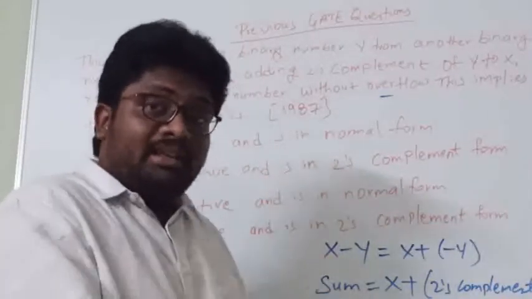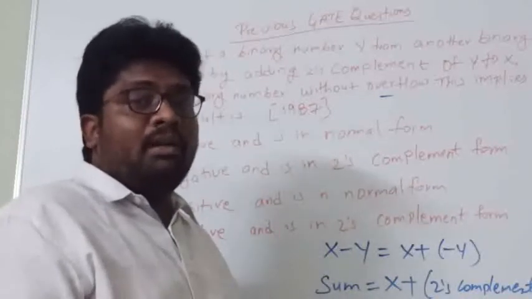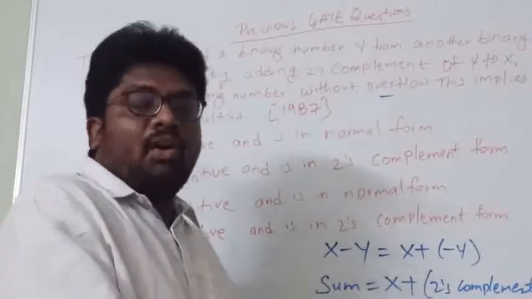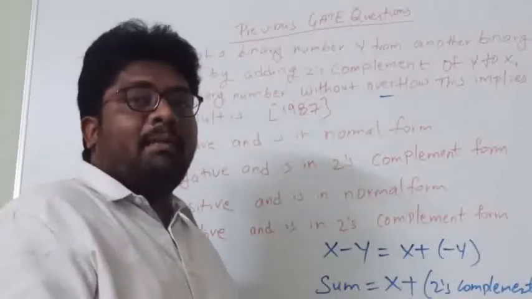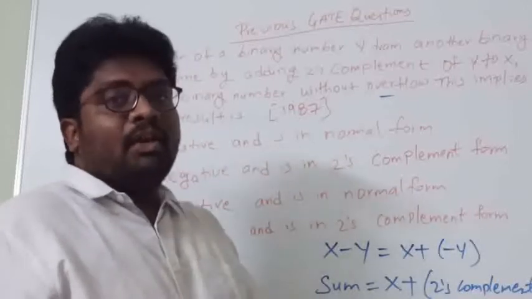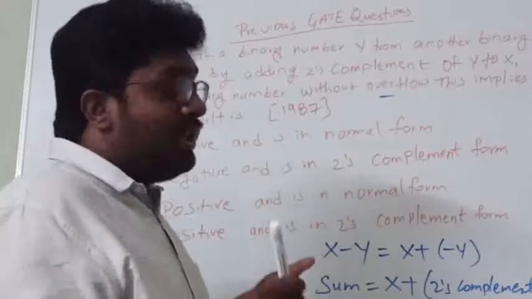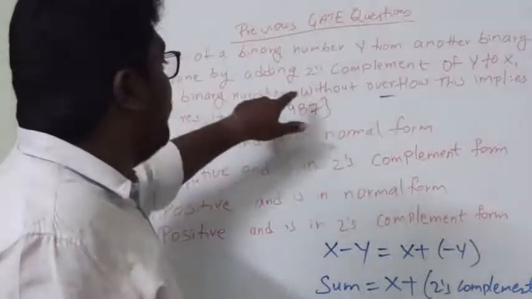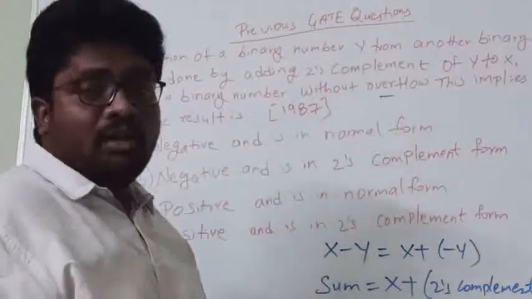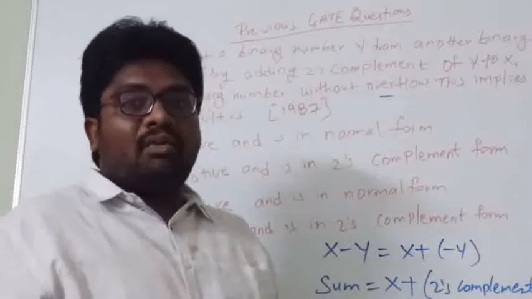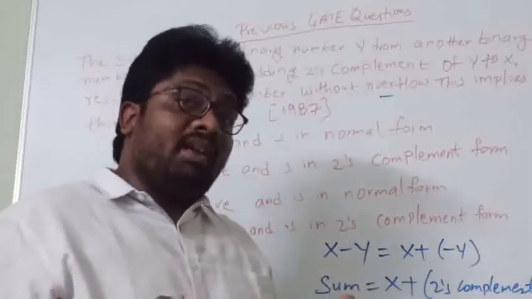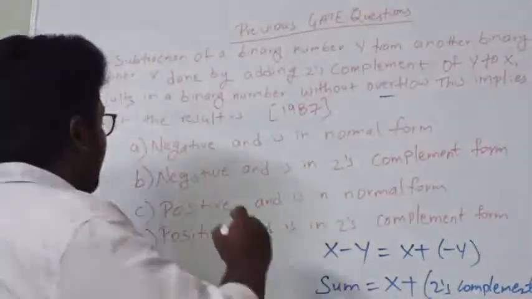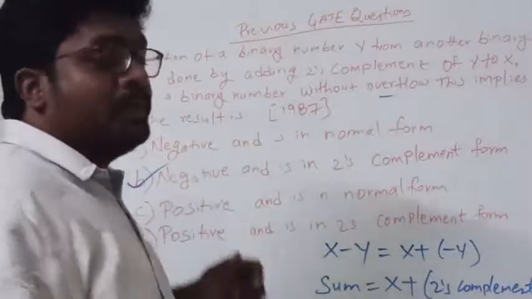If in this sum a carry is produced, then that number is a positive number. We discard that carry, and the number is in its normal form. If a carry is not produced, then the number is a negative number and it is in its 2's complement representation. Also, the question says the result is without overflow, which means without a carry. Then the given number is a negative number in its 2's complement representation. So the answer here is option B.